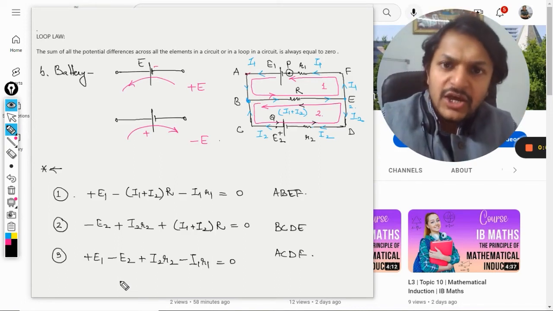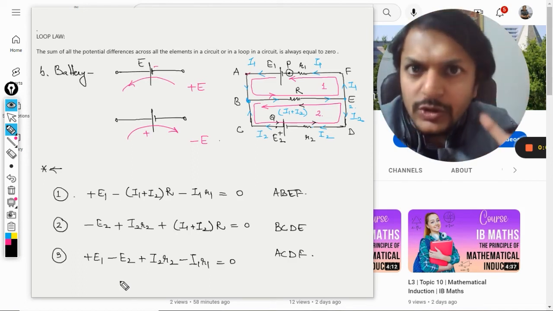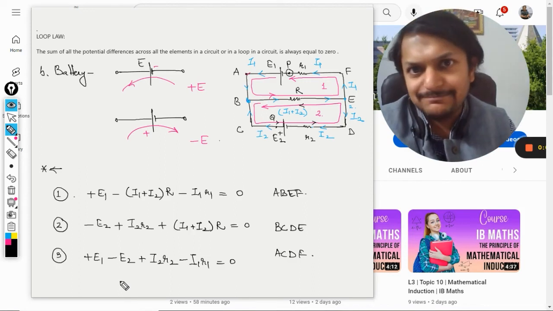Okay, dear students. So let us now see some of the examples of how to apply these principles.